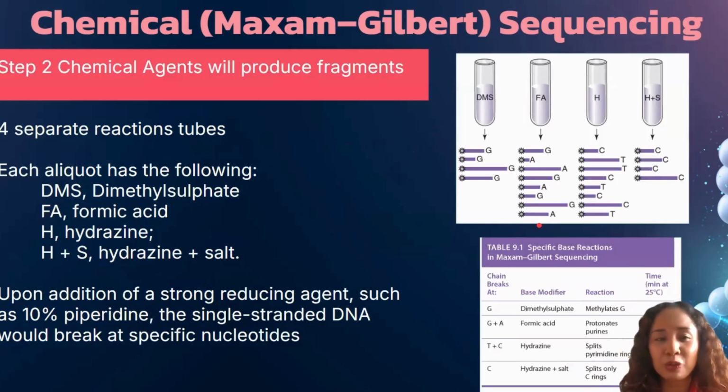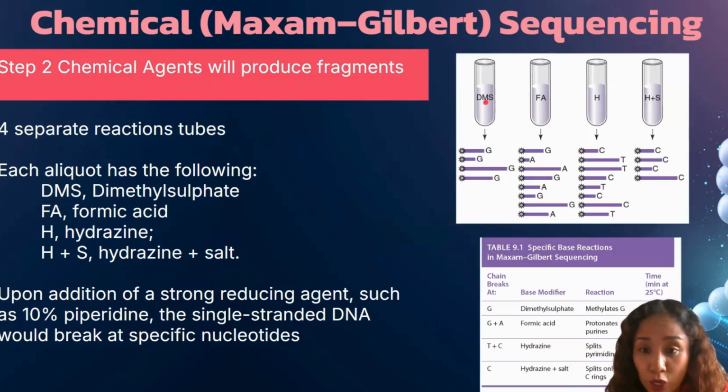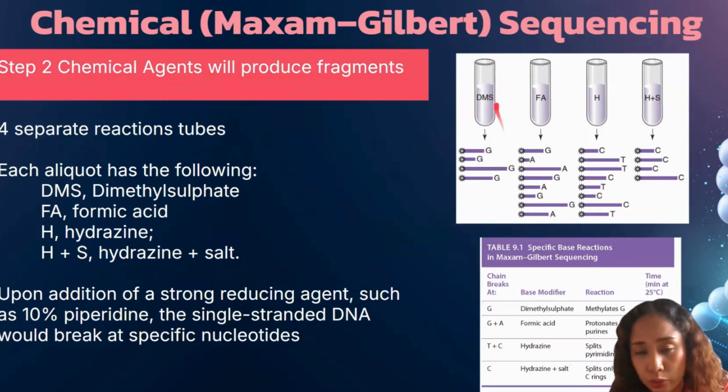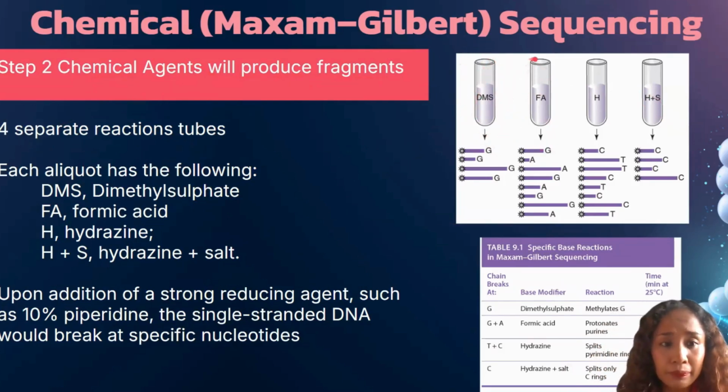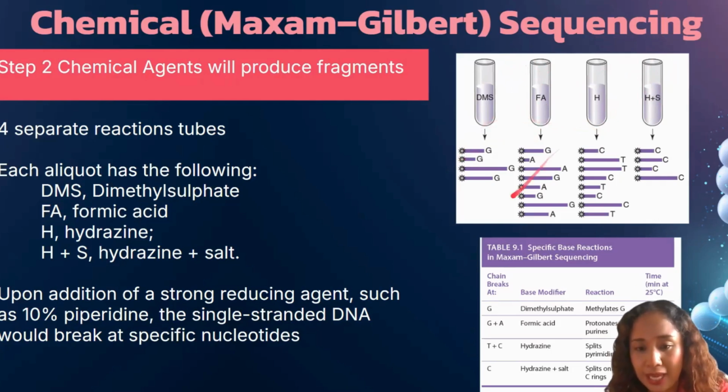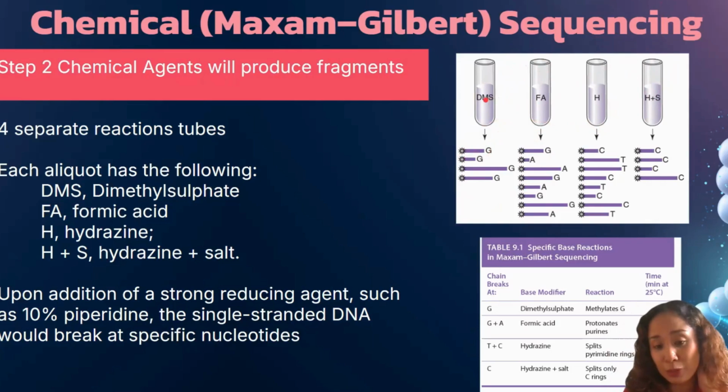So step 2 is our chemical agents. These chemical agents will produce fragments. What were the chemical agents that were used? These chemical reagents were separated into four different tubes. The first tube is your dimethyl sulfate, DMS, just like in the photo. In the second tube, our chemical reagent is formic acid. Next is hydrazine, and the fourth one is hydrazine plus salt. You will add the chemical agents, and in the same tube you will add your DNA sample, right?